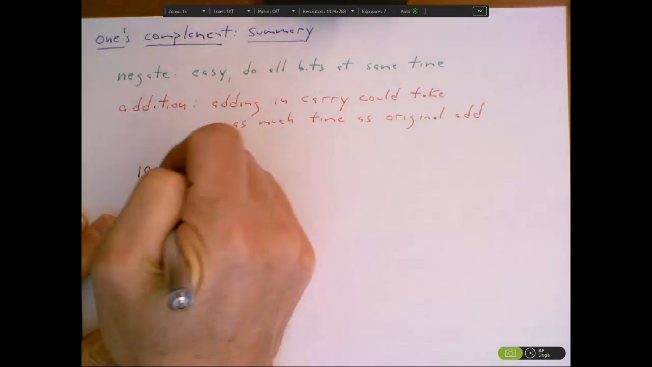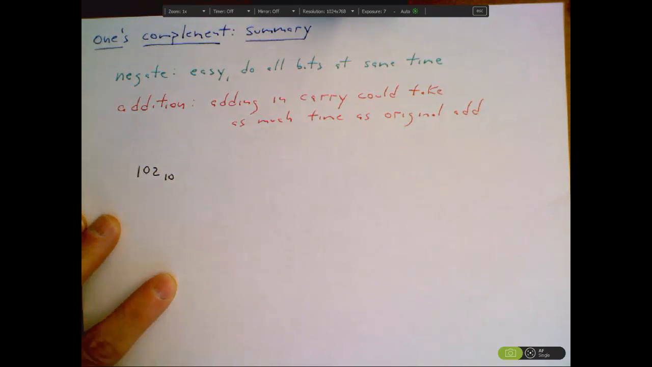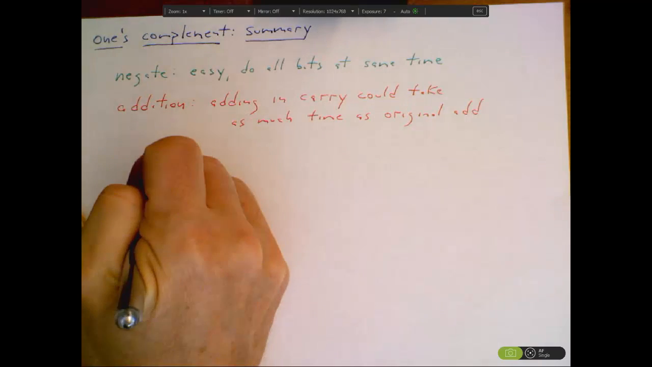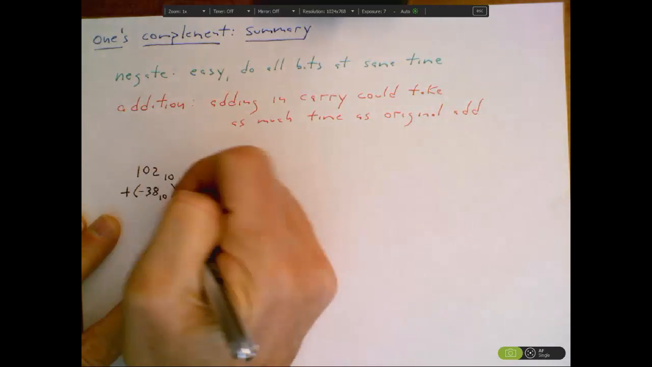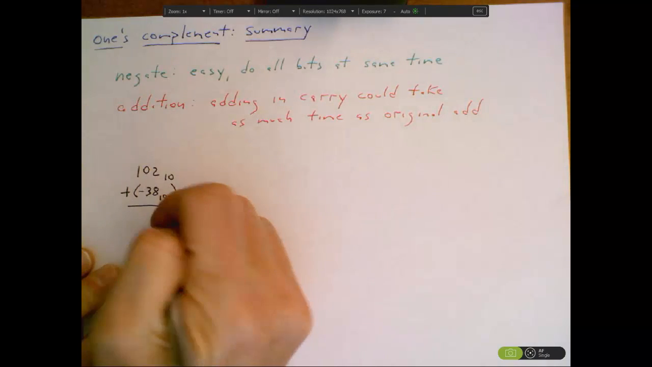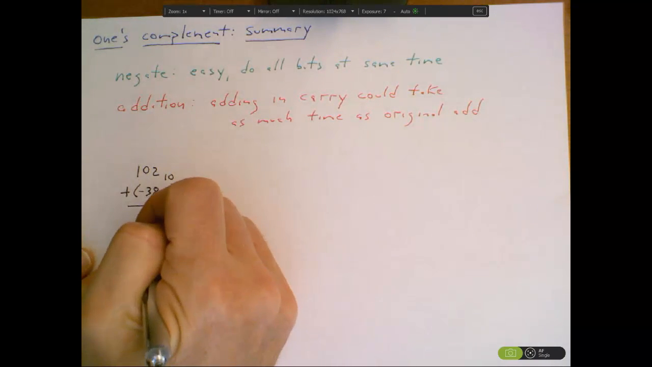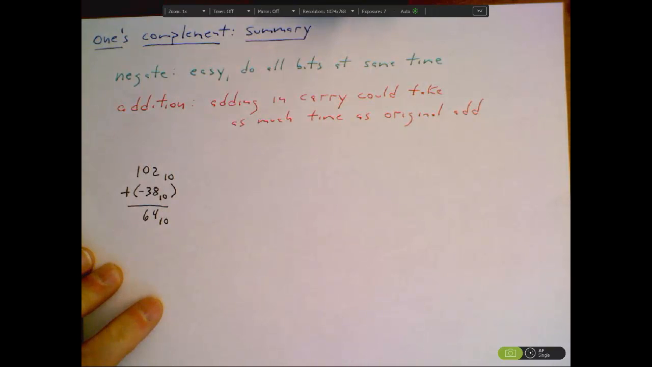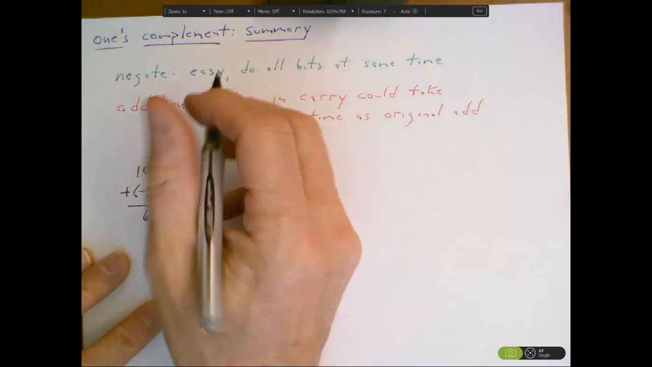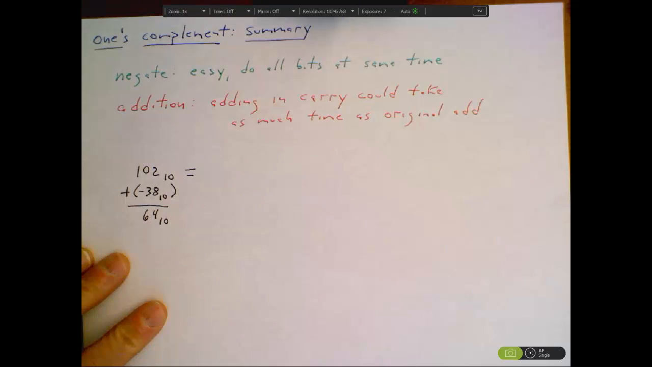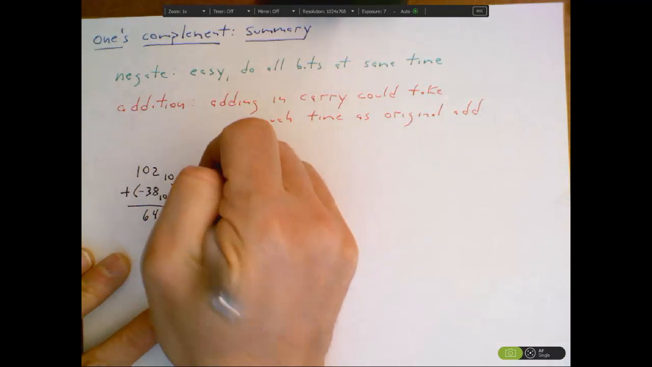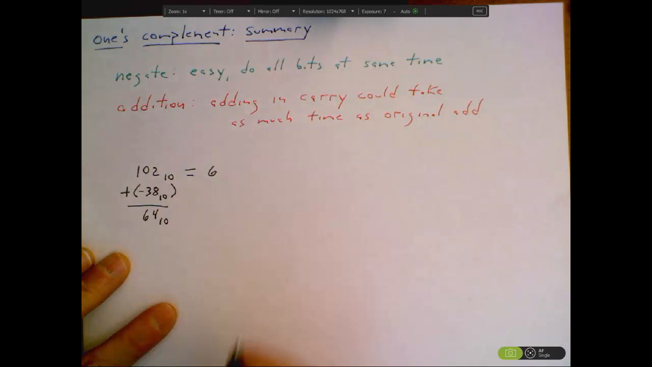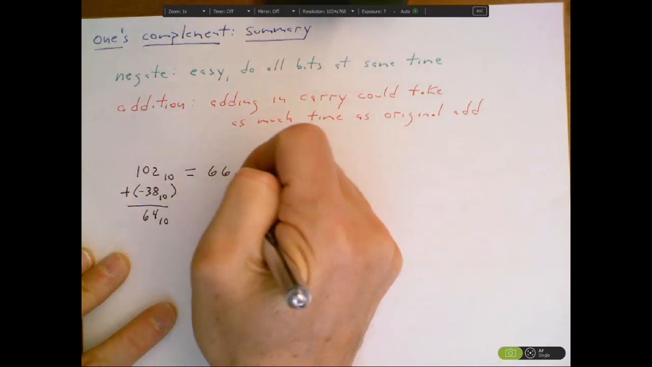If I have 102 base 10 plus minus 38 base 10, I should get what? I should get 64, positive 64, right? Alright, so let's represent these numbers. This one is equal to, let's see, gotta do a little arithmetic in my head here. In hex, I guess I want 6 16s because that would be 96, and that would leave 6 for the bottom digit.